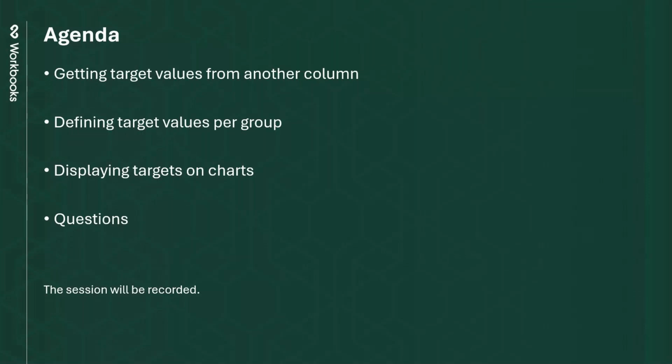So today's topic is creating targets, which means we'll be focused on how you can highlight if values are meeting, exceeding, or falling short of a goal. The agenda for this webinar consists of getting target values from another column, defining target values per group, displaying targets on charts, and finally, I'll cover any questions that have come in. I would like to note that this session is being recorded and will be sent to everyone after the webinar.